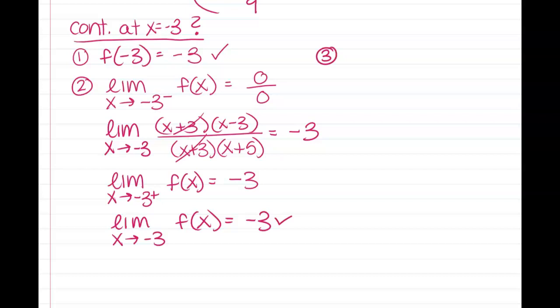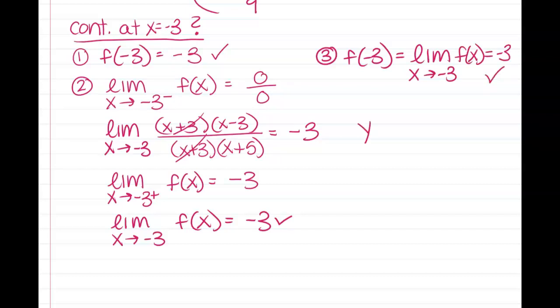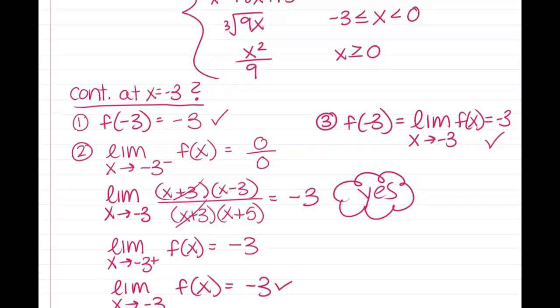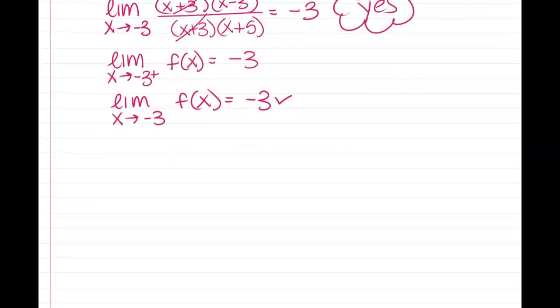Step 3, are these the same? Yes, f of negative 3 is equal to the limit as x approaches negative 3 of f of x, which is equal to negative 3. So yes, the function is continuous at negative 3. Now we'll try 0.